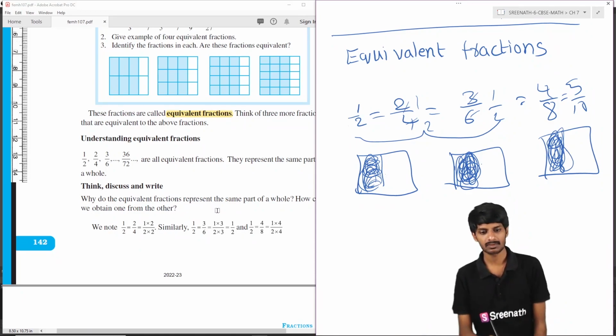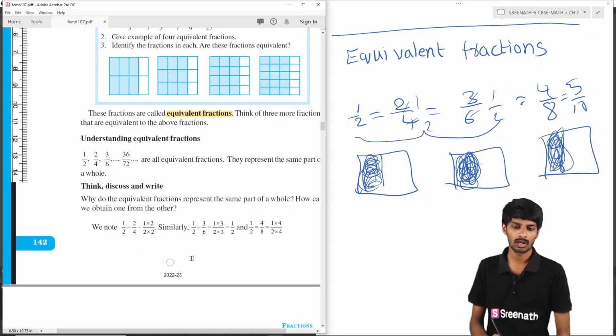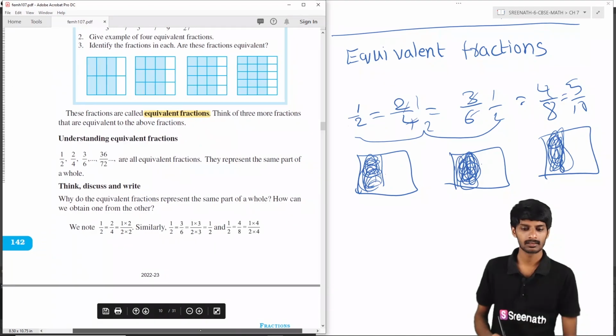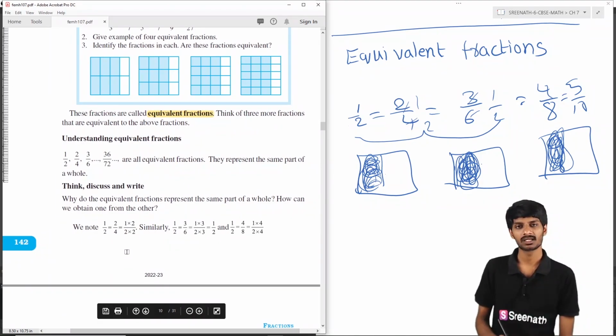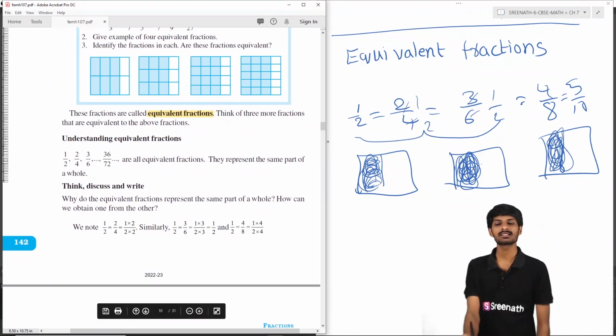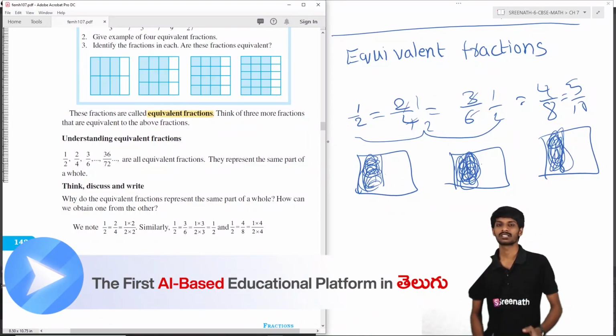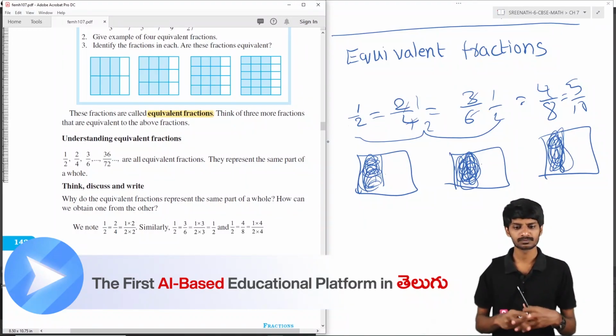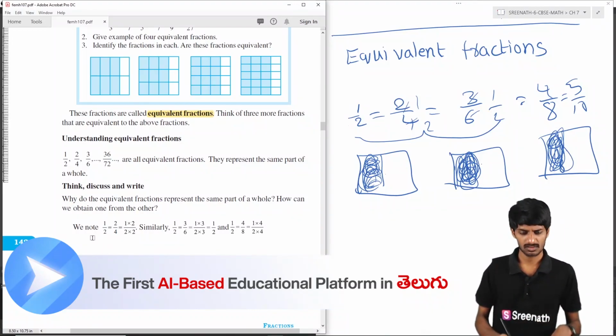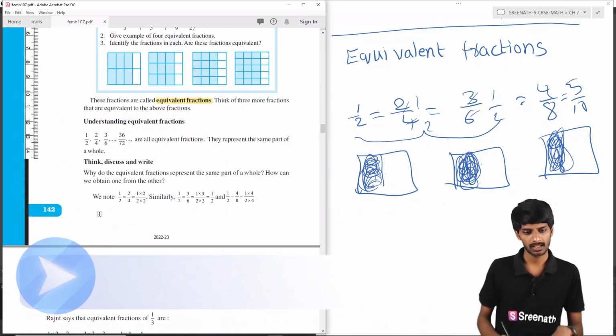Why do equivalent fractions represent the same part of the whole? How can we obtain one from the other? If you see, all these are equivalent fractions, and all equivalent fractions represent the same part of the whole, okay students. So how can we obtain one from another?